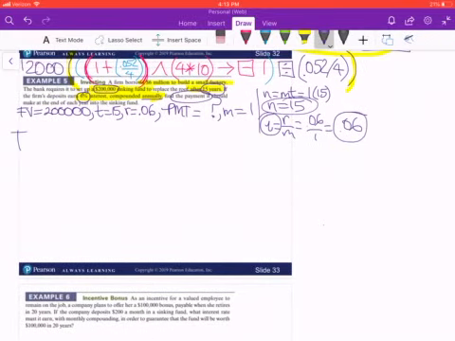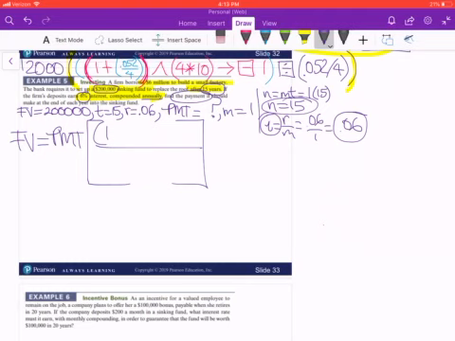So we have the future value is equal to the payment multiplied by 1 plus I raised to the power N minus 1, and then divided by I. Now we want to solve for the payment. That is the question. What is the payment?